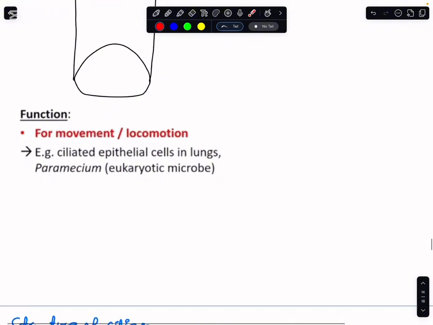Now the function is that these cilia and the flagellum have a role in movement or locomotion. Like the flagellum overall moves the sperm cell in the female reproductive tract. And likewise, the ciliated epithelium cells that we have in the lungs, and the paramecium, which is again a kind of eukaryotic microbe. The cilia move, and that helps to move the mucus having the dust or the pathogens up the respiratory tract. Overall they have a role in terms of movement and locomotion.